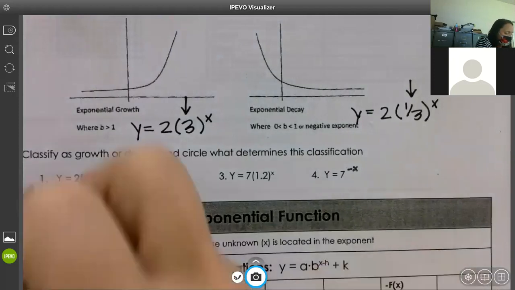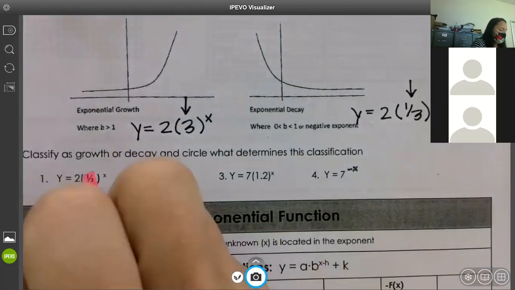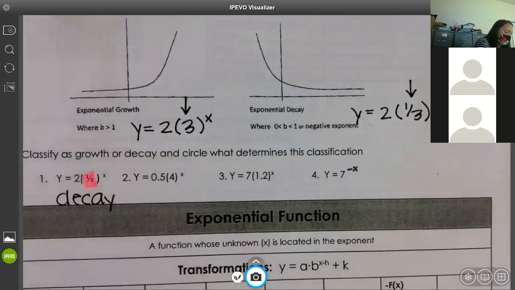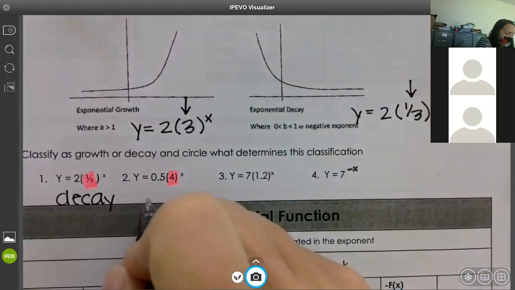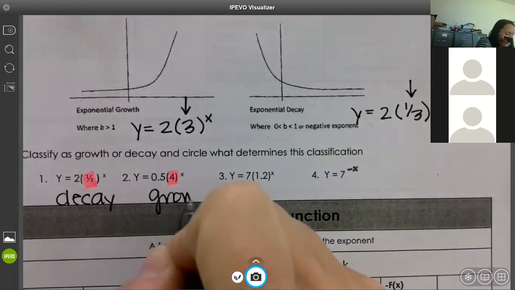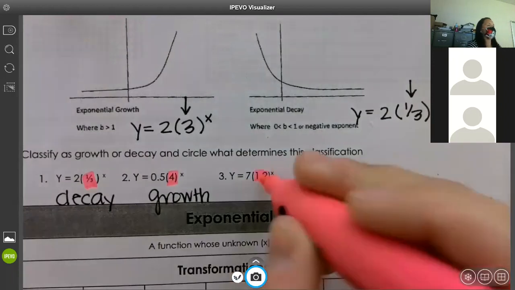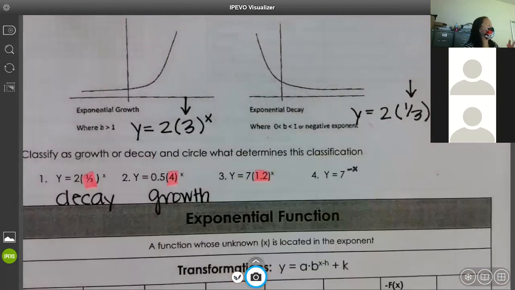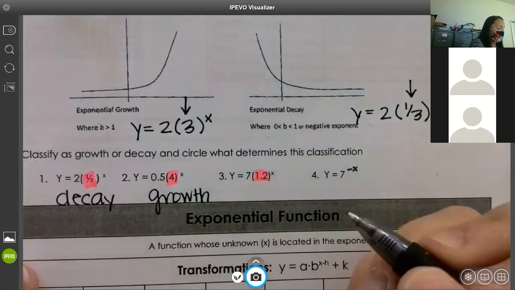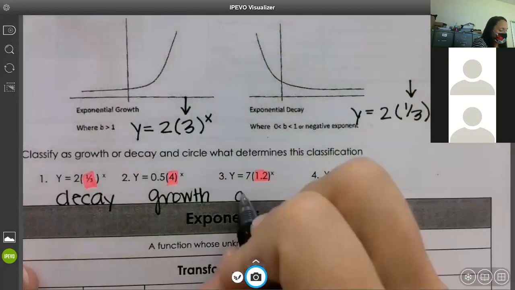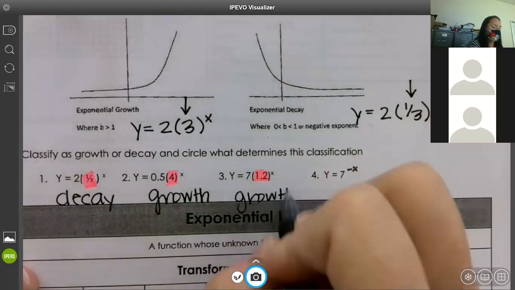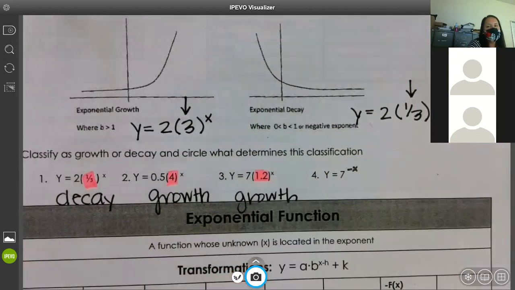Decay. Good job. Your next one, again, we're looking at the number in parentheses, the 4. What's that one going to be? Growth, because it's greater than 1. This one's a decimal, but the question is, is it greater than 1 or is it between 0 and 1? Greater, so that means it is growth.